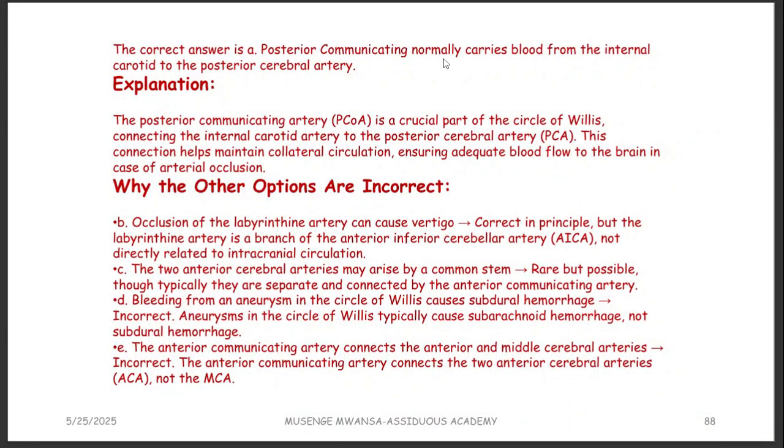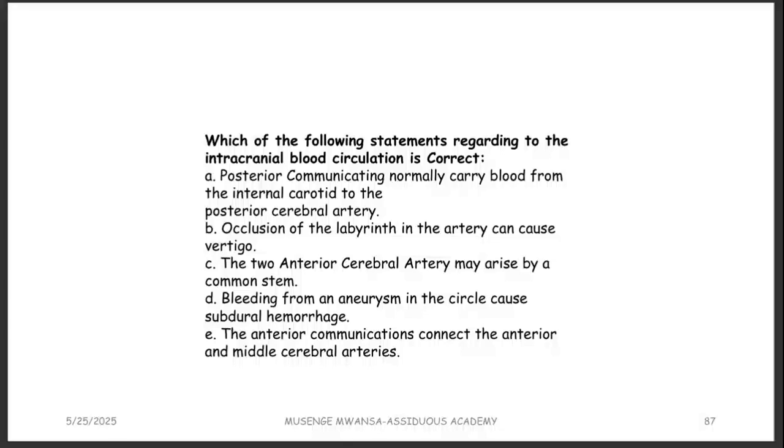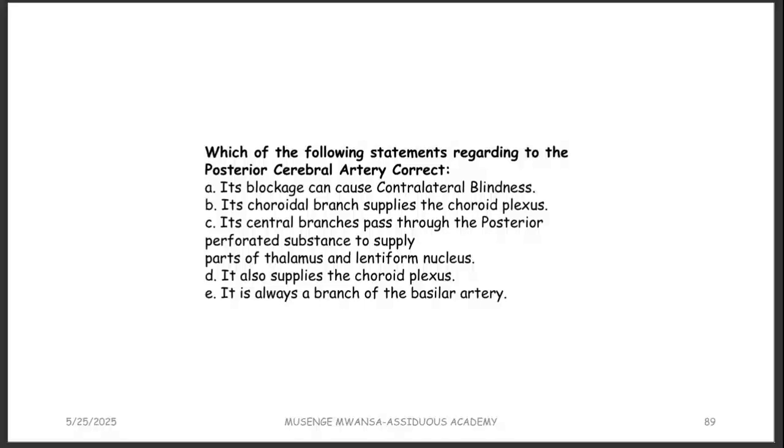So the answer is posterior communicating normally carries blood from the internal carotid. So that is the answer. Which of the following statements regarding the posterior cerebral artery is correct? Its blockage can cause contralateral blindness.